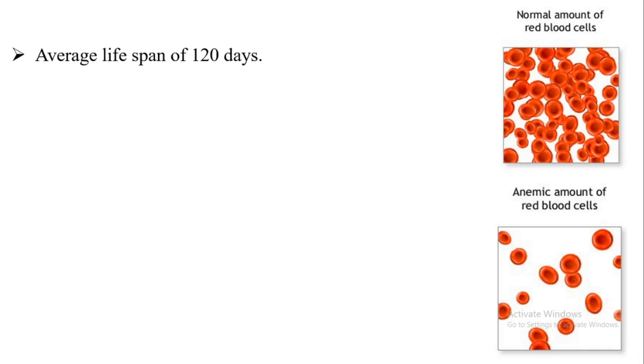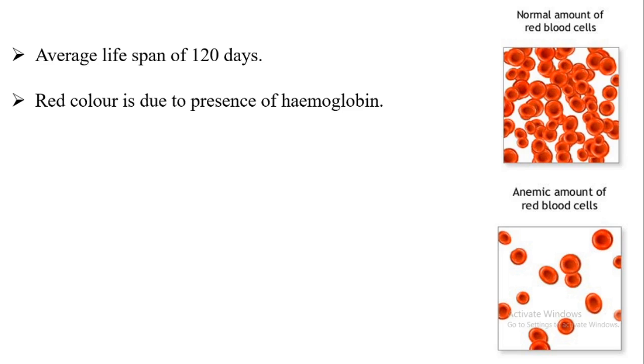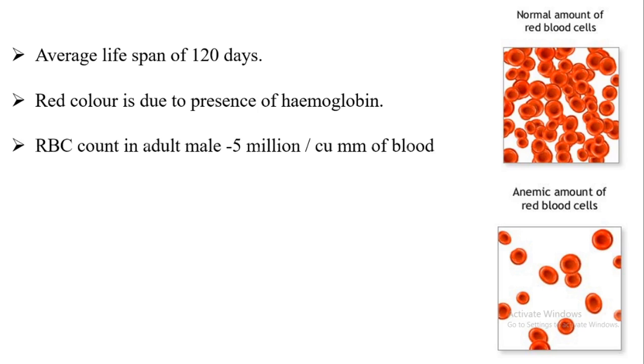Average lifespan of RBC is approximately 120 days. So 120 days is the approximate lifespan. They remain active during this 120 days. Red color of the blood is due to the presence of hemoglobin in the RBC. So RBC contain this respiratory pigment which is hemoglobin.